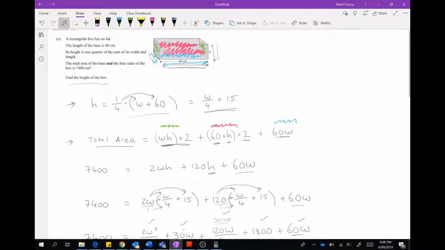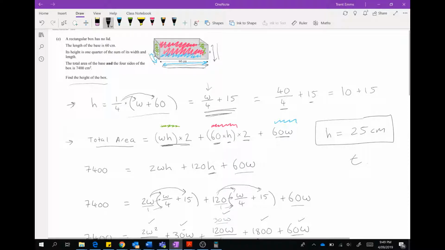And we know that the height of the box is w over 4 plus 15. And we found out that w is 40 below, so the height must be 40 over 4 plus 15, which equals 40 divided by 4 is 10, plus the 15. So the height of the box is 25 centimeters. And if you got all that out, you've just scored yourself an excellence mark there. Well done.